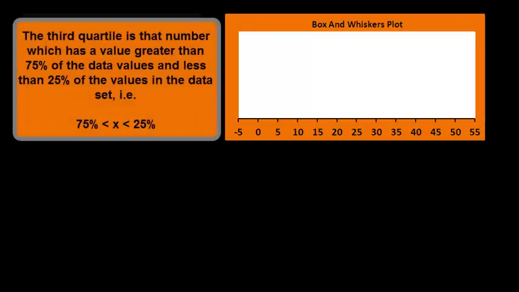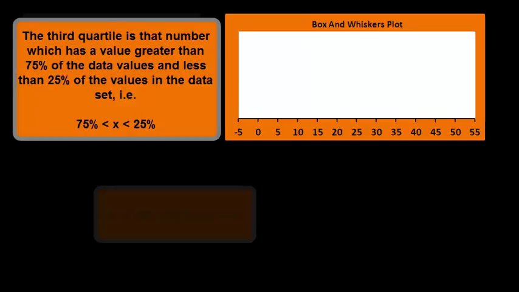The third quartile is that number which has a value greater than 75% of the data values and less than 25% of the data values in the data set. That is, x is greater than 75% and less than 25%.